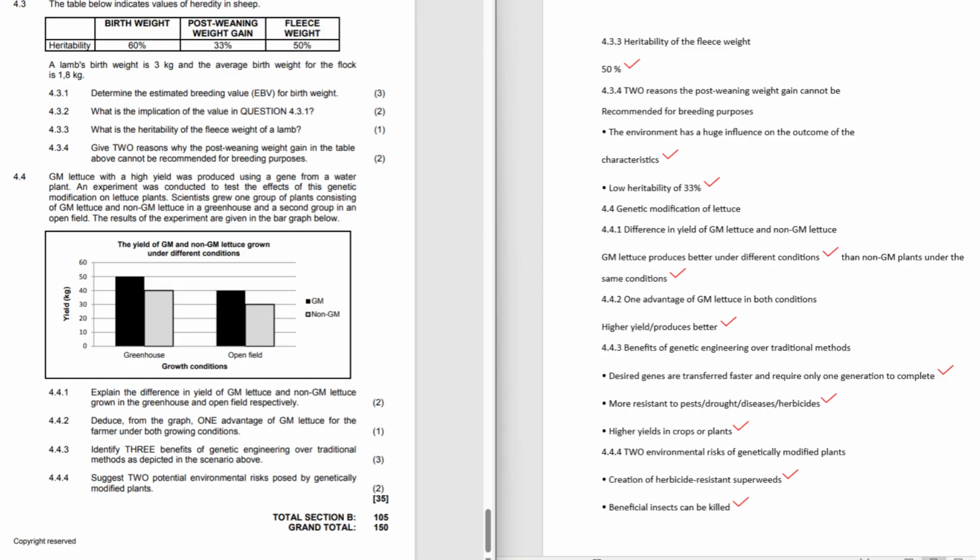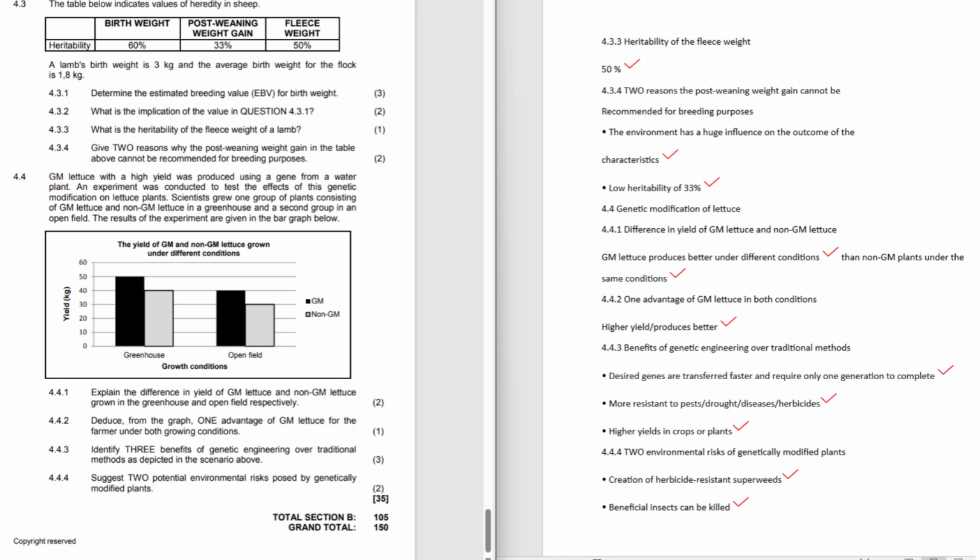4.4.3: Identify 3 benefits of genetic engineering over traditional methods as depicted in the scenario above. Plants are more resistant to diseases and droughts. That's point number 1. It increases the yield. So we can see an increase in the yields for the crops.